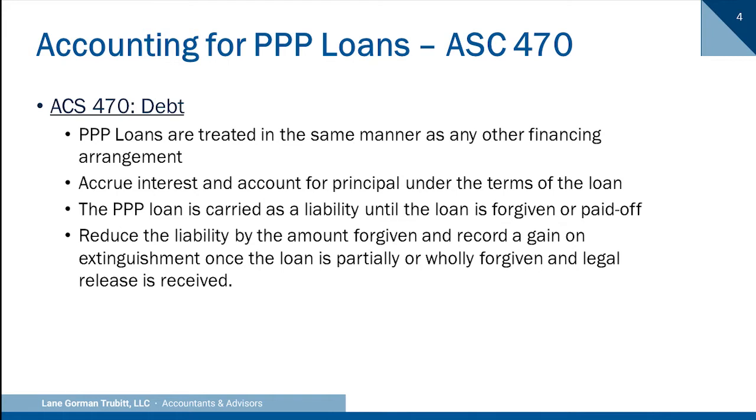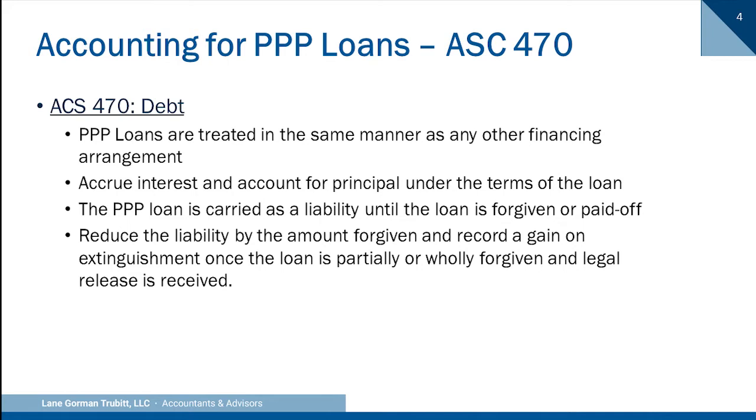The PPP loan is carried as a liability, with current and long-term portions if a classified statement of financial position is presented, until either one, the loan is partially or wholly forgiven and the organization has been legally released, which is when the organization's application for forgiveness is approved, or two, the organization has paid off the loan.